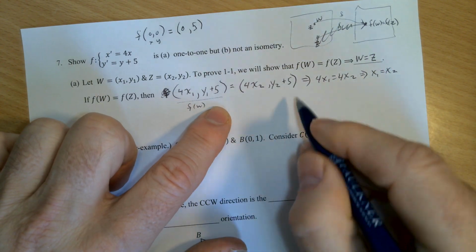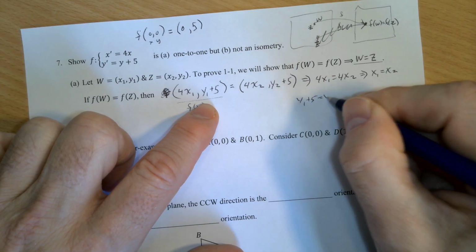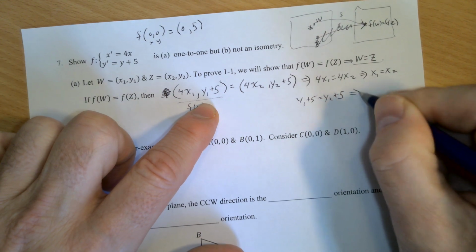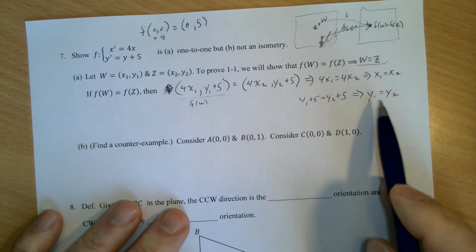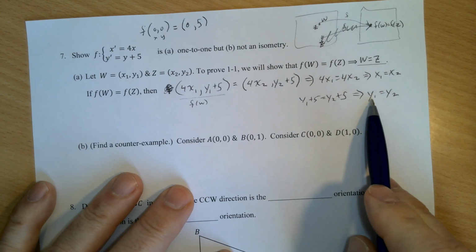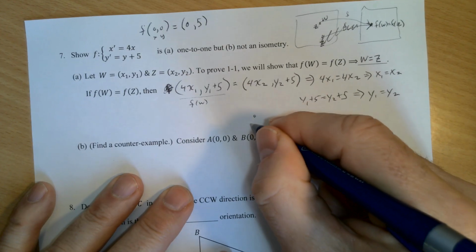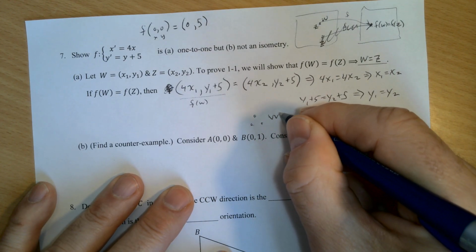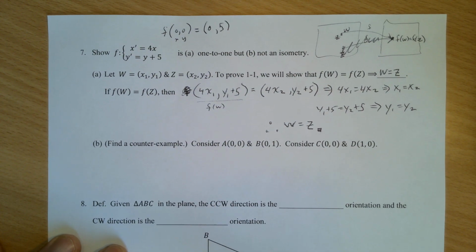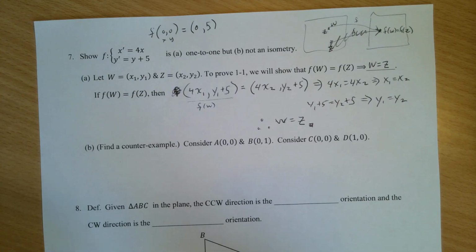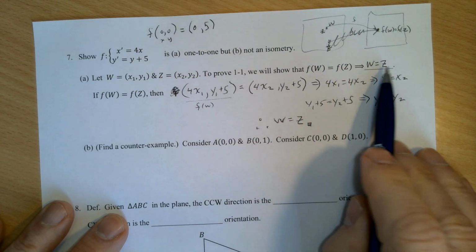And likewise, we know that y1 plus 5 is equal to y2 plus 5. Subtract 5 from both sides and we get y1 equals y2. So if x1 is equal to x2 and y1 is equal to y2, therefore W equals Z. A very simple proof. We proved that it's 1-to-1 by proving that f of W equals f of Z implies that W is equal to Z.